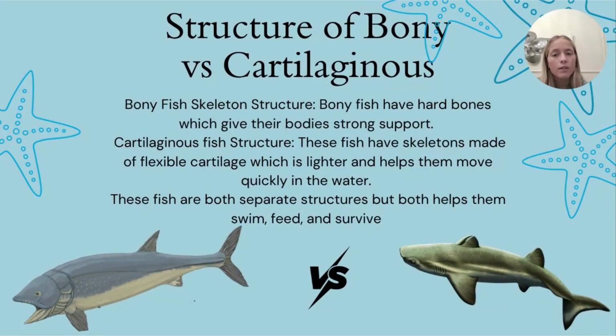The structure of bony versus cartilaginous fish. Bony fish skeletons have hard bones, and their bodies give them strong support, while cartilaginous fish have skeletons of flexible cartilage, which is lighter and helps them move more quickly in water. These fish have separate structures, but both help them swim, feed, and survive.